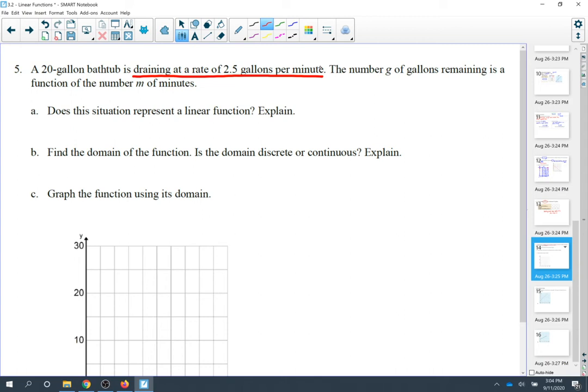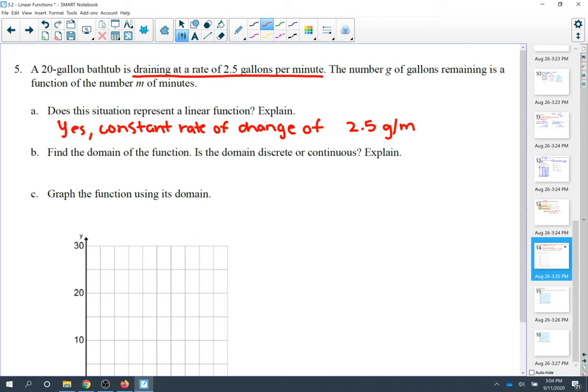So does it represent a linear function? Yes, because it has a constant rate of change of, and I'm going to write this and then I'm going to change it, 2.5 gallons per minute. The reason I said I'm going to write it and then change it is because the water is draining out of the bathtub. Think about that. You've got a bathtub, it's draining down, out of the bathtub.